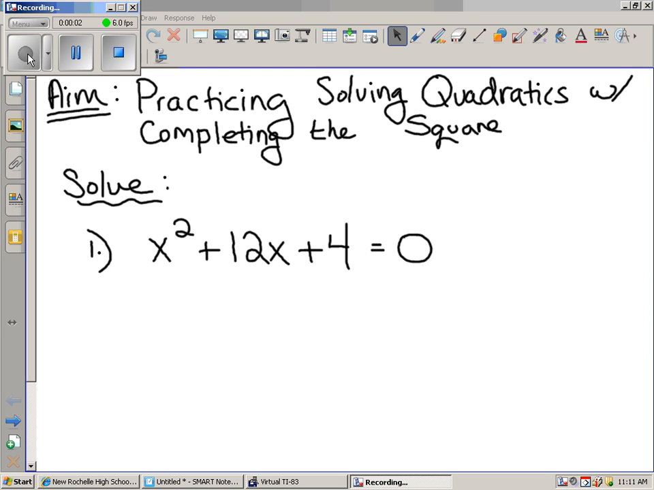All right, today we are practicing solving quadratics by completing the square. It's all about practicing from yesterday. So problem number 1: solve x squared plus 12x plus 4 equals 0. Okay, so what do we do?